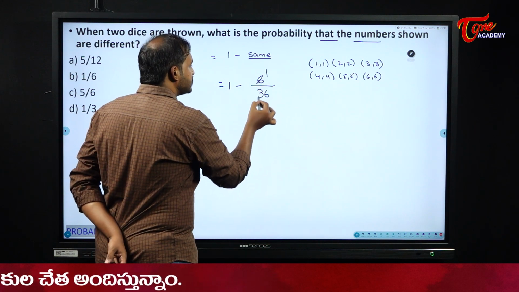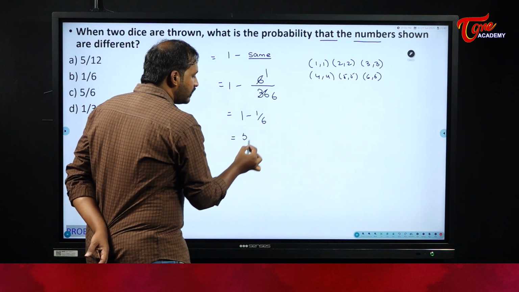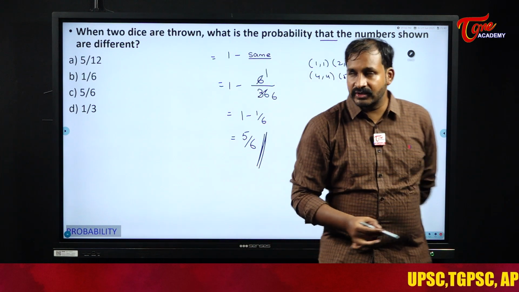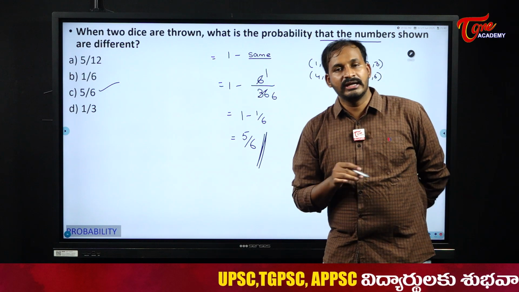So 6 1s are 6, 6 6s are 36. So it will become what? 1 minus 1 by 6. This will become what? 5 by 6. So please observe these types of things carefully, students, so that you will get the answers quickly and effectively.